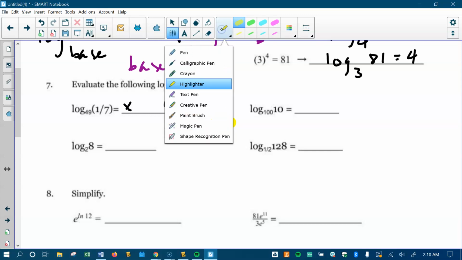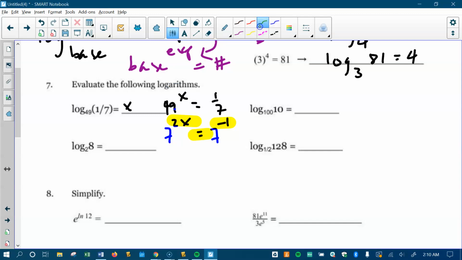So what I end up getting is 2x equals negative 1. And again, the bases are gone now. Dividing by 2, x is equal to negative 1/2. I want to tell you that this is kind of a longer way of solving the problem, but it will always work for the problems that we'll be doing.